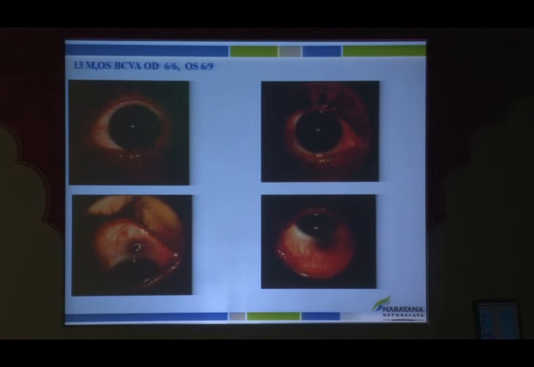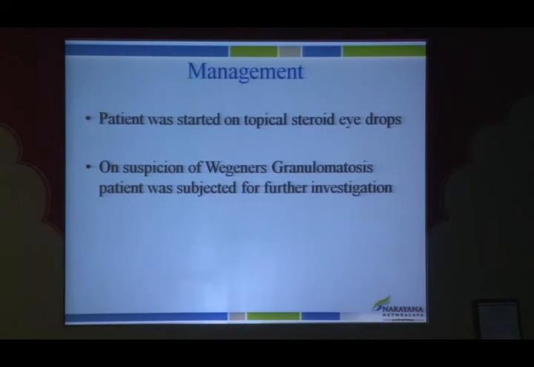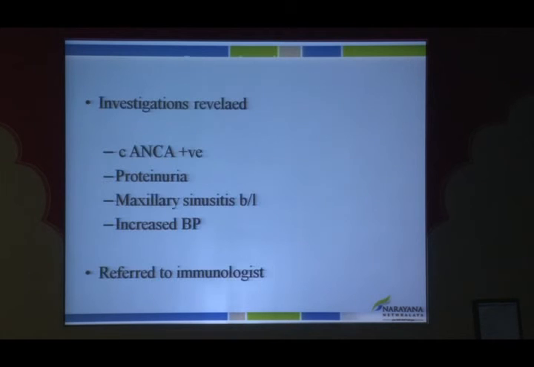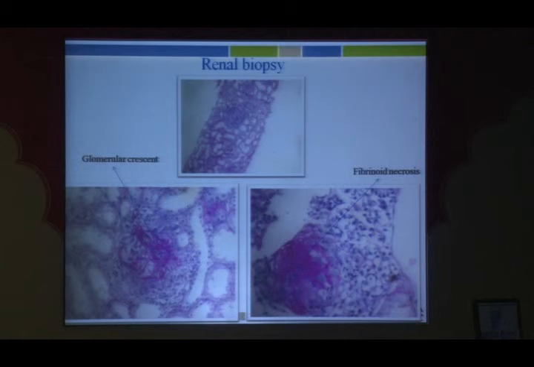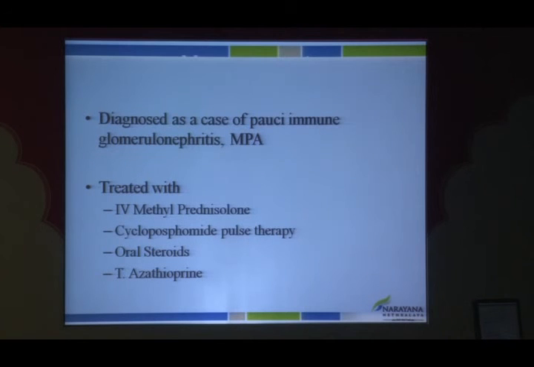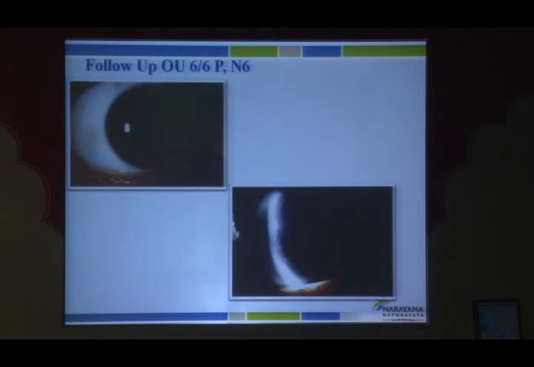Episcleritis and a scleritis component were there. We suspected vasculitis. ANCA was positive, and renal biopsy showed fibrinoid necrosis with a glomerular crescent, confirming the diagnosis of microscopic polyangiitis. The child was put on methylprednisolone followed by cyclophosphamide infusion, and complete resolution of the inflammation was there.